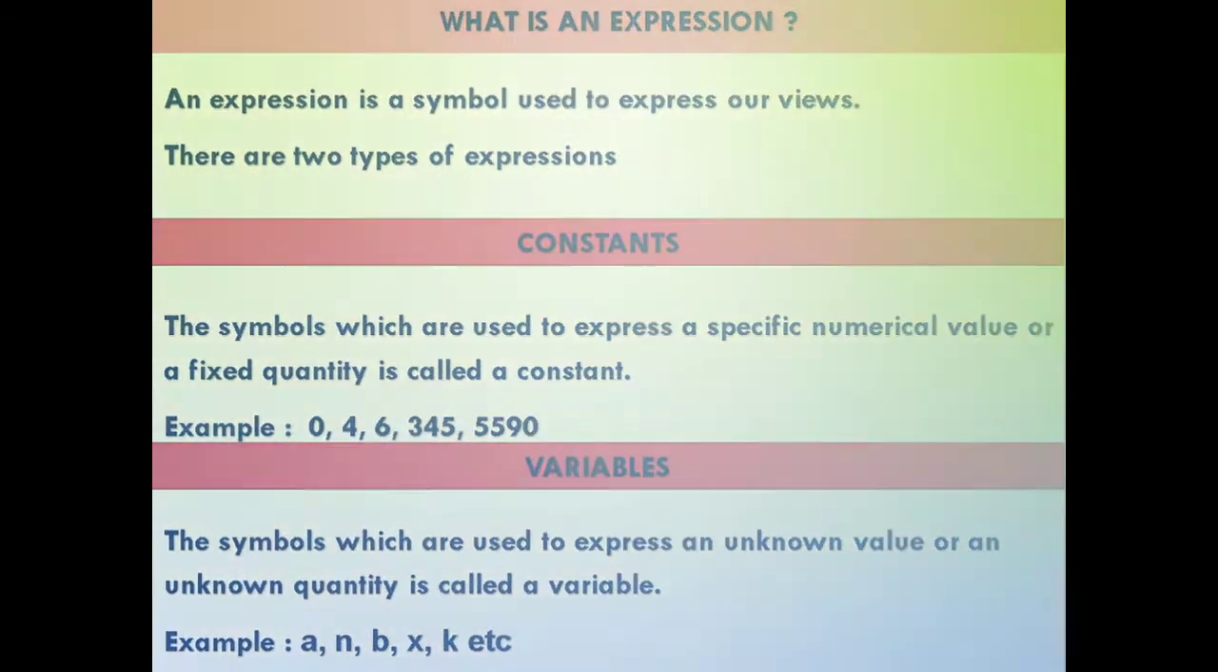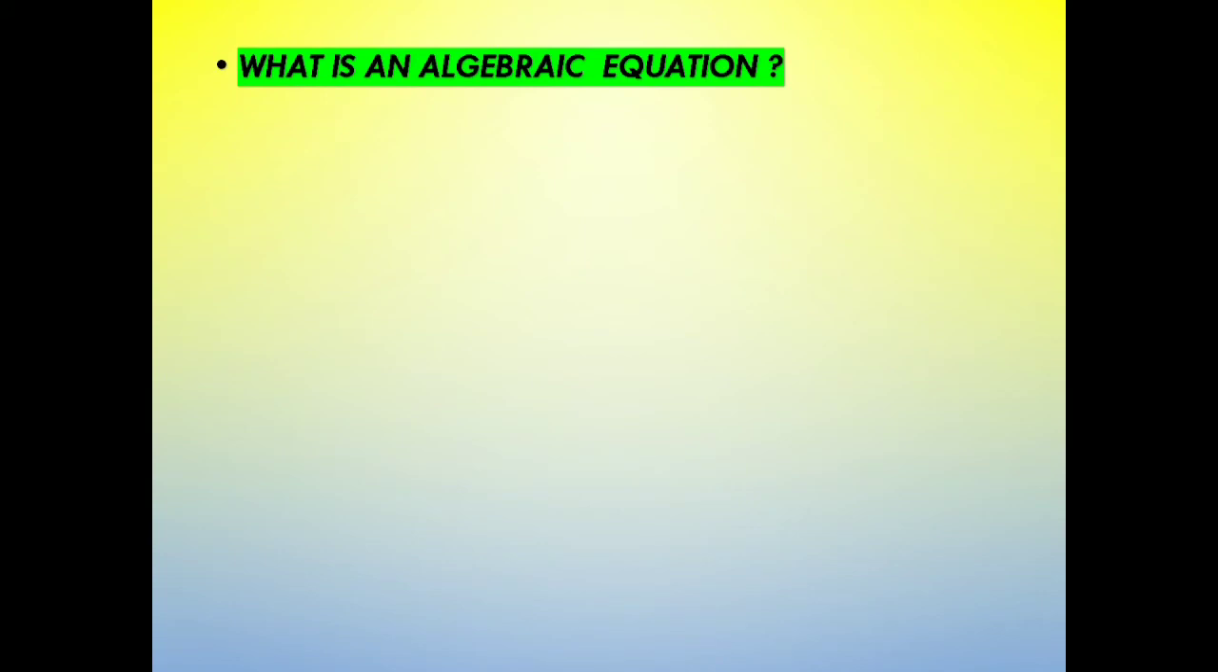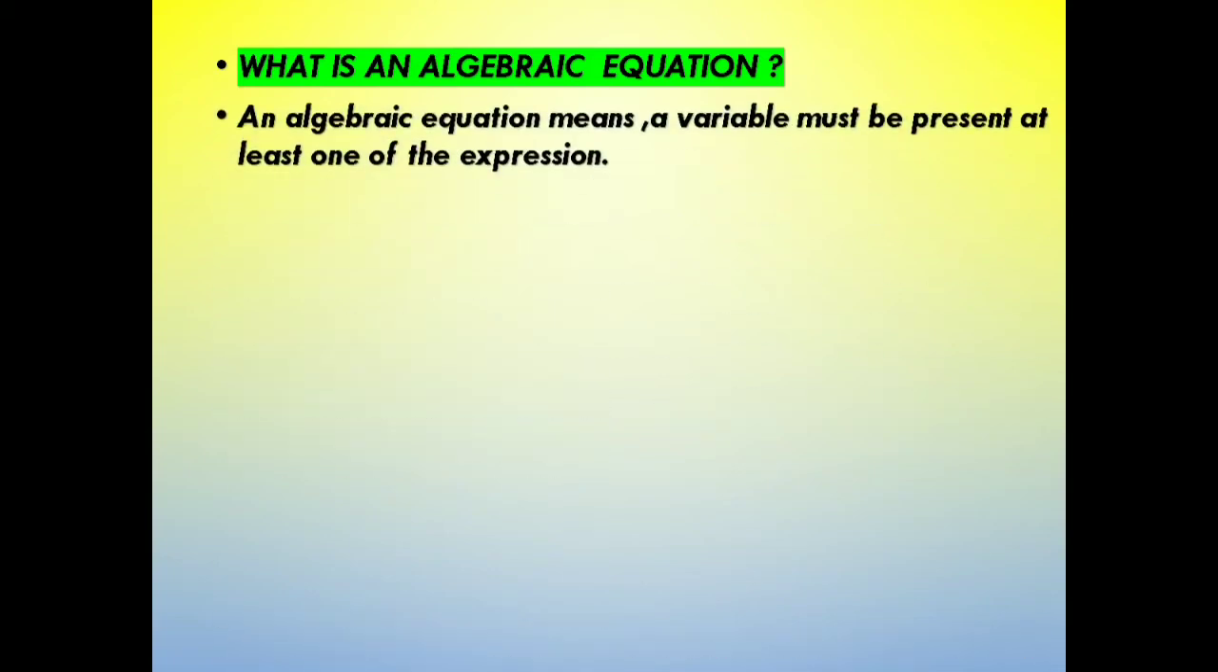Now let us discuss algebraic equation. An algebraic equation means at least one part of that equation must have a variable. Just like 4 plus 5 equal to 9. Already we have discussed this is an equation because two expressions are separated by the sign of equality. But there is no variable present here. So this is simply a numerical equation.